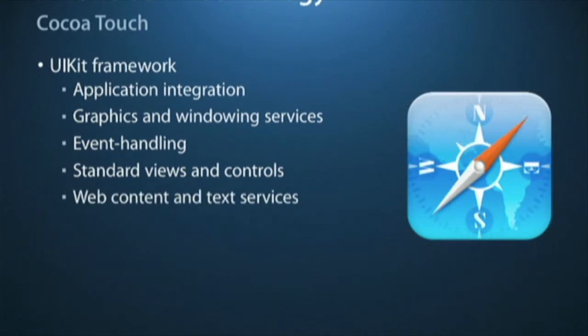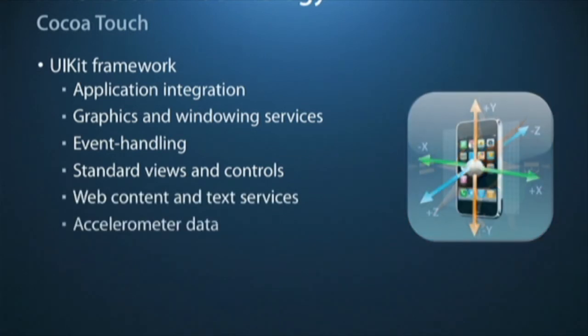UIKit provides support for embedding web content and text services, and it provides access to accelerometer data which you use to determine the motion of iPhone in 3D space. Now this is very cool. An accelerometer measures changes in velocity over time along a given linear path. The iPhone and iPod Touch each contain 3 accelerometers, one along each of the primary axes of the device. This combination of accelerometers lets you detect movements in any direction and then use this data to track both sudden movements in the device and the device's current orientation relative to gravity.